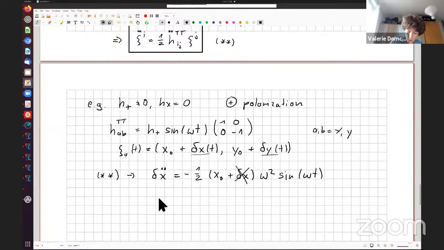We can do the same for the y component. The difference for the y component is that you have a different minus sign here. So you will get, I forgot the h plus, it should be an h plus. We get exactly the same here, just that instead of x, we get y, and we don't get the minus sign.